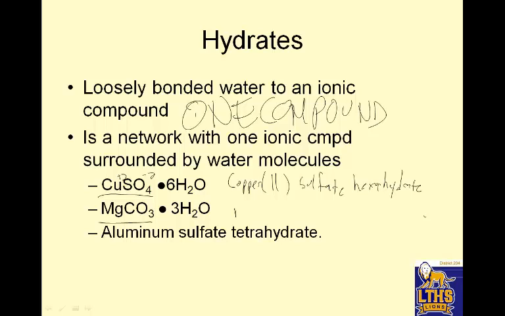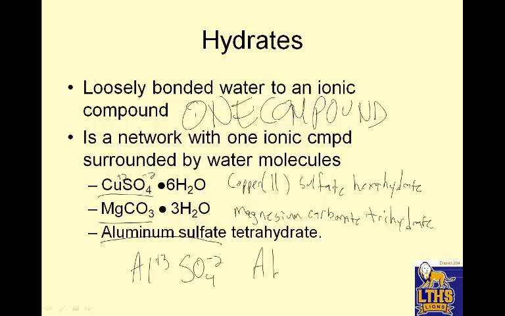MgCO3, magnesium is not Roman, so it's just magnesium carbonate. Three, prefix is trihydrate. Aluminum sulfate, aluminum plus 3, see periodic table, sulfate, SO4 minus 2. Balancing those charges would give me Al2(SO4)3. Tetrahydrate is dot 4H2O.